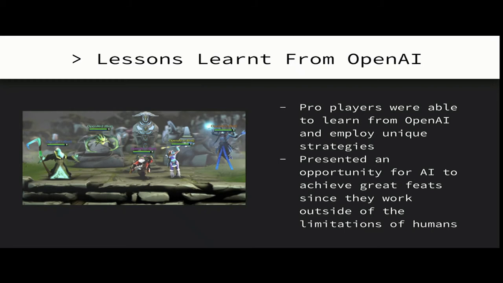So it presented an opportunity for humans to learn from AI, to find ways that the AI can work outside of human limitations. For example, humans need to look at several visual inputs to be able to have an output. However, the AI doesn't need that visual input. It has data available everywhere. So in a way, if there was an equal platform, the AI would always be better than humans.